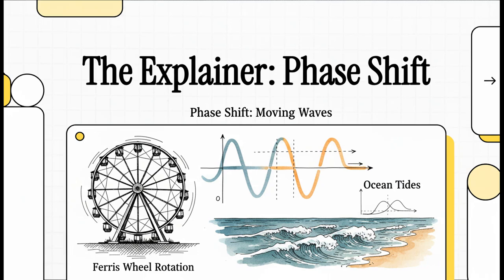Okay, so we've all seen those perfect repeating sine and cosine waves in math class, right? But what happens when a wave doesn't start neatly at zero? I mean, how do you even describe that mathematically? Well, that is exactly what we're going to figure out today.